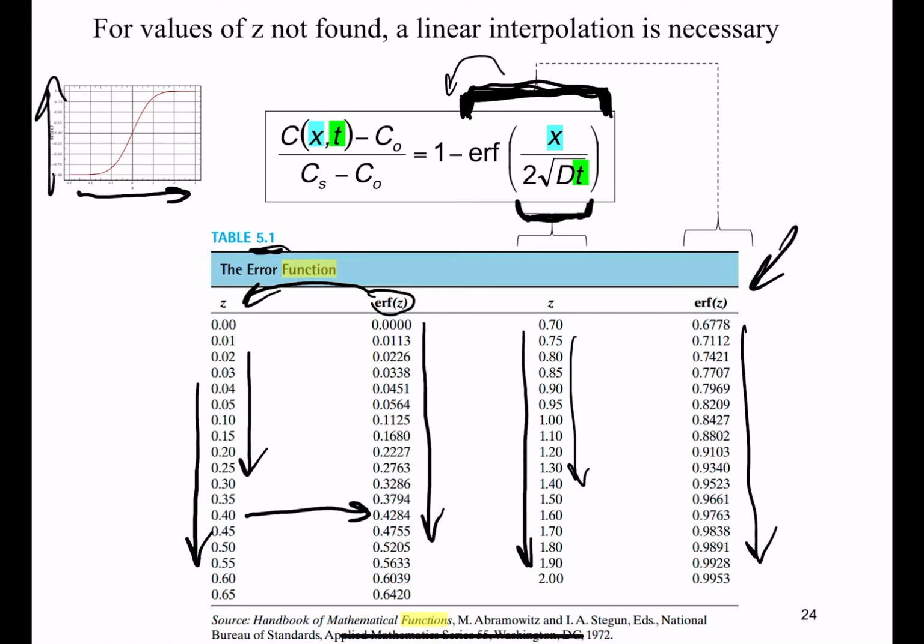Okay, so what about the cases where we don't find the exact value of z here? What can we do? Well, perhaps if we look kind of in here, we could say, well, imagine we were interested in 0.005. This is halfway along the first data. So by linear interpolation, we would expect the error function to be halfway along exactly.